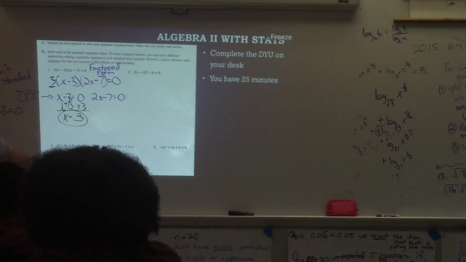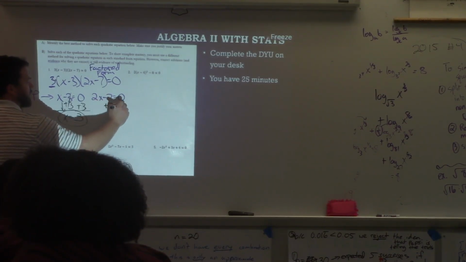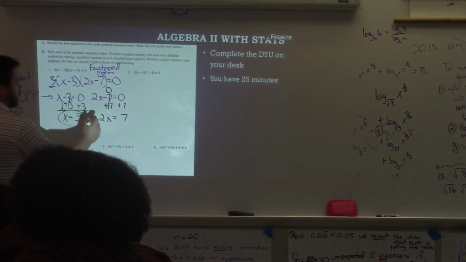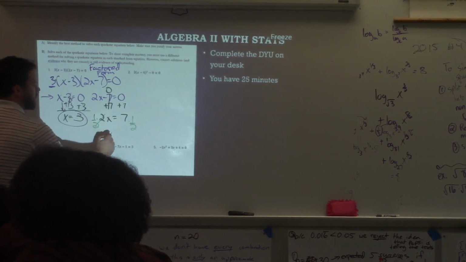All right, what do I want to do with this factor? I have a negative 7, so I add 7. And what do I do to 2x equals 7? Divide by 2, or take half, right? The reciprocal. Nice language, I like that.